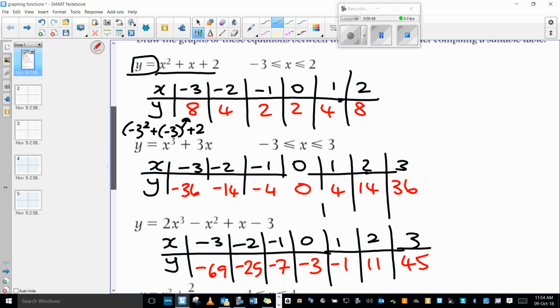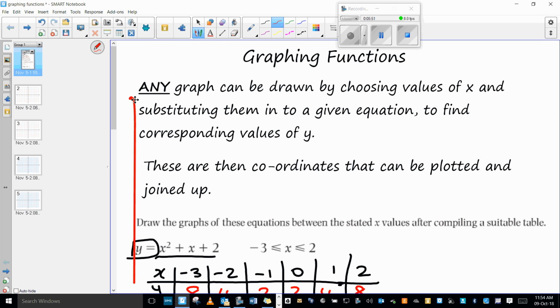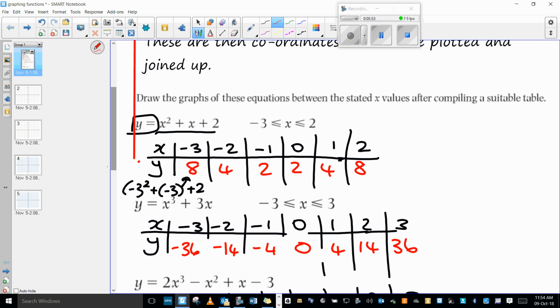For this one here, it's pretty fine. You've got x values from -3 to 2, and you've got y values that don't go to the negatives, they go up to 8. So you should be okay to choose yourself a set of scales for that.